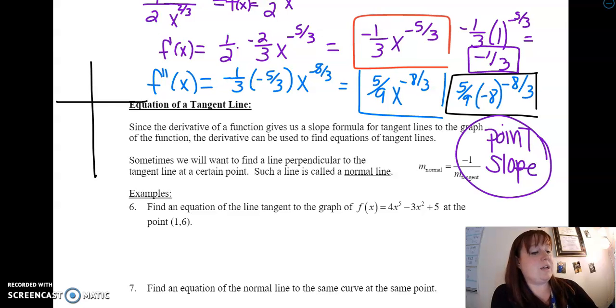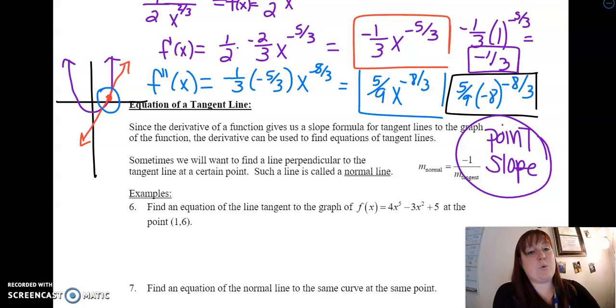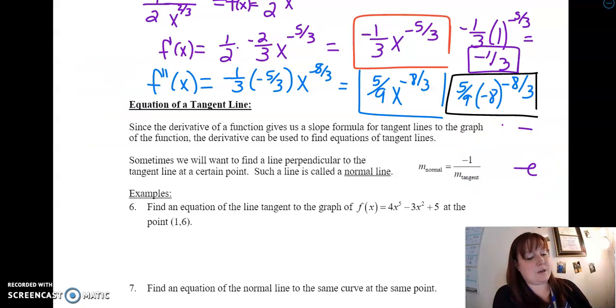So if you think about it, here's my function here, and here's its tangent line. That's a really straight line. And it touches at this one little point right here, right? So I'm going to use the derivative to give me that slope, and then I'm going to use this point, the point on the function where the tangent line touches, to write this equation. So let's see how to actually do that.